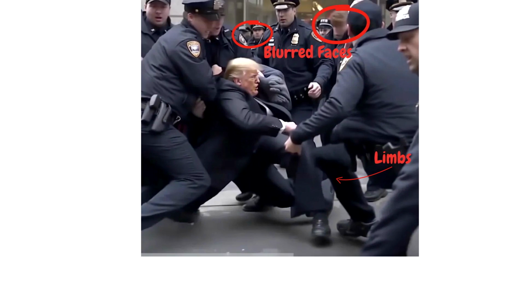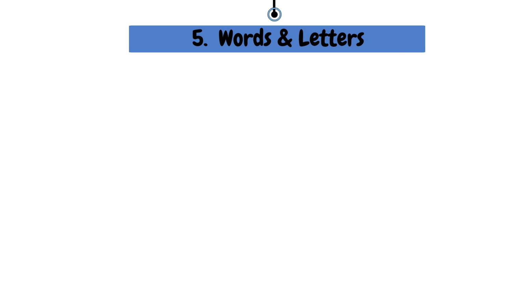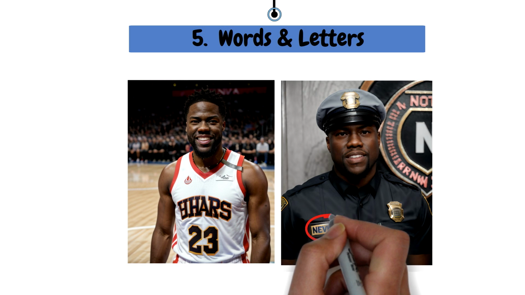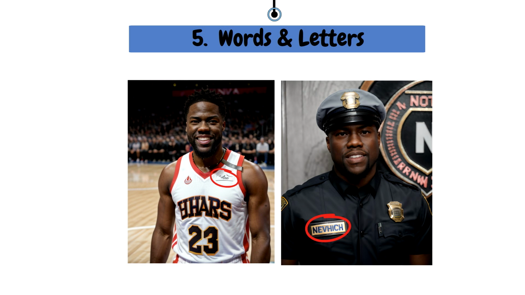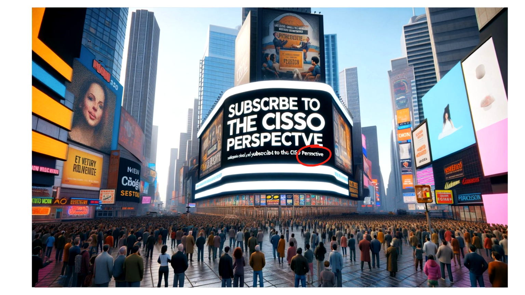Number 5 is text and letters. You see, AI-generated images still struggle at this very basic concept, often misspelling or making up letters that can't be distinguished when looking closely. Even prompting DALL-E on ChatGPT to give me an image of the CISO perspective seemingly looks fine at first glance, but when we look at it closely, we can see that CISO is incorrectly misspelled.